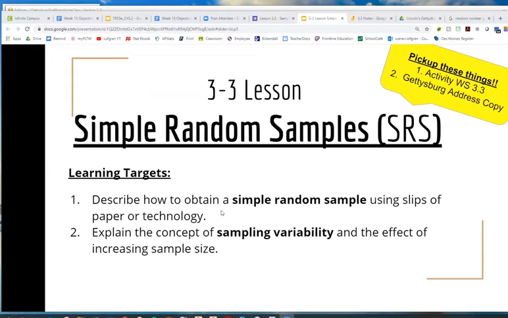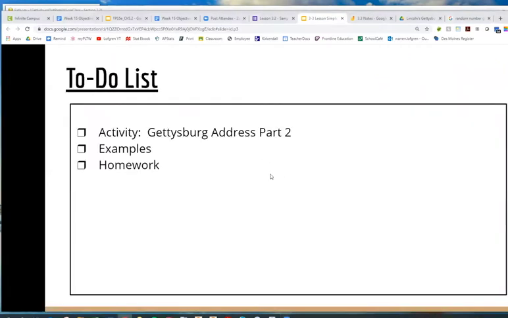So that is going to be learning target number 1. How do we do this? There's going to be 2 ways that we talk about doing it. And then the second thing we're going to talk about is this idea of what's called sampling variability. What happens if I take samples of 50 Centennial students instead of a sample of 20? What happens as I increase the sample size? And we're going to try and see visually, hopefully pretty clearly, what happens when we do that.